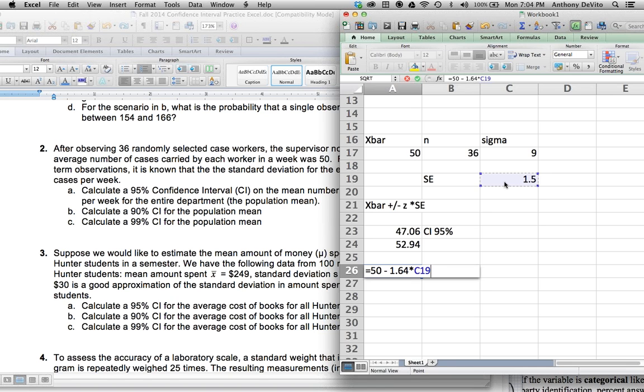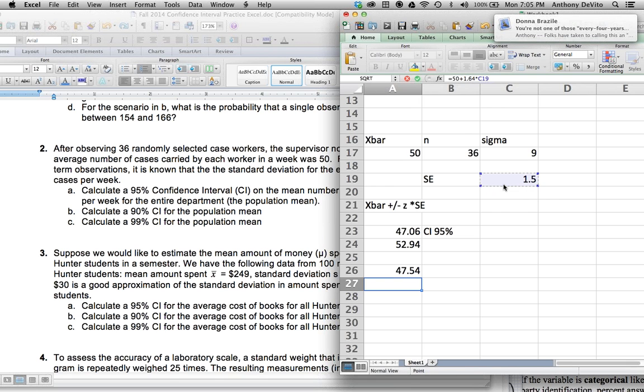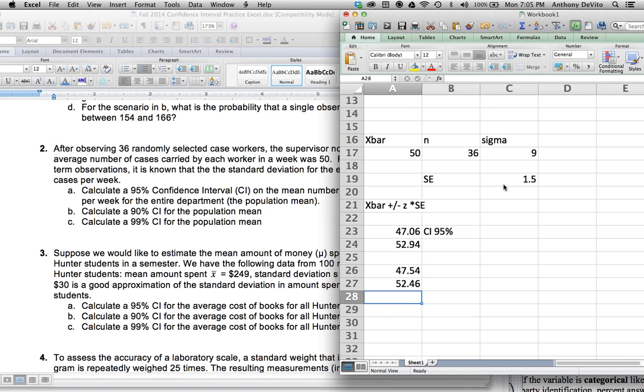Now let's think about this. Since we're willing to have our confidence level be lower, our confidence interval is going to be smaller. So 1.64 times the same number is going to be a smaller number than 1.96 times it. Okay, so that's going to be equal to 47.54, and the upper range is going to be 50 plus 1.64 times the standard error, which is 1.5, 52.46. So our range now is 47.5 to 52.5 rather than 47 to 53.